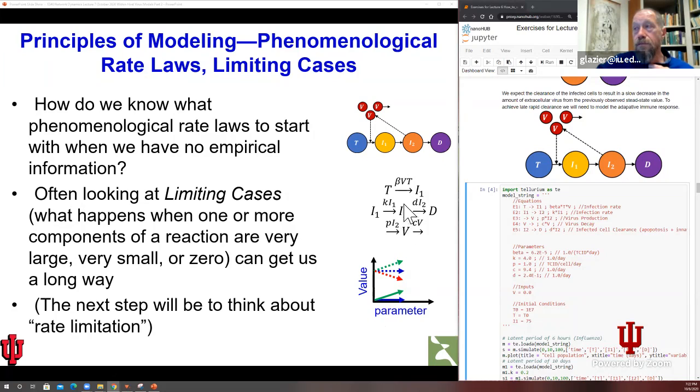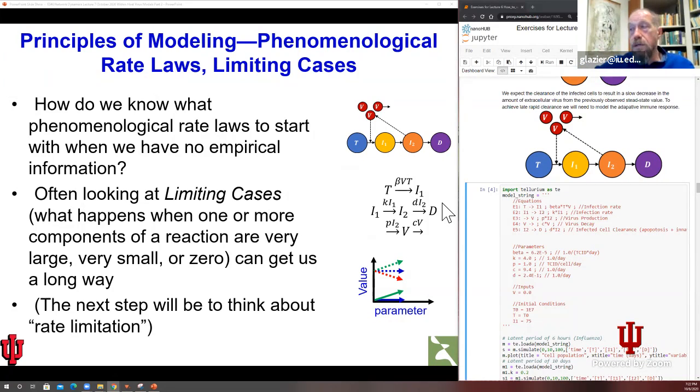So for example, if we have a susceptible cell going to an infected cell, and we have no virus, the rate better be 0. If we have a susceptible cell going to an infected cell and the amount of virus is very, very large, there still has to be some maximum rate. It shouldn't go to infinity. This equation does go to infinity. It tells us already that this rate law can't be right when the amount of virus is very big.